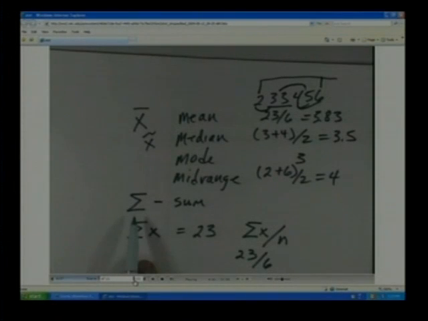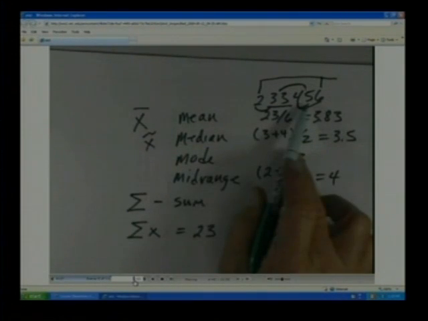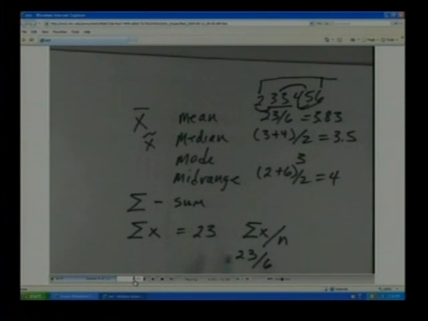The sum is often indicated by this symbol. So in this set of numbers here, the sum of the x's is 23. So the mean is the sum of the x's divided by n, which would be 23 divided by 6.